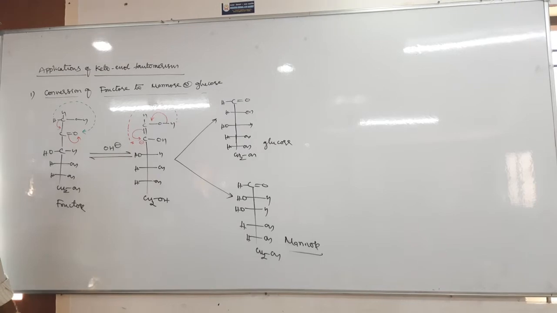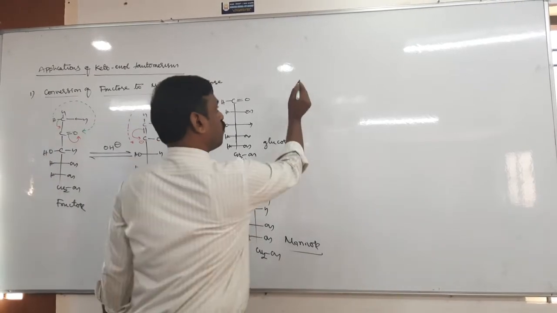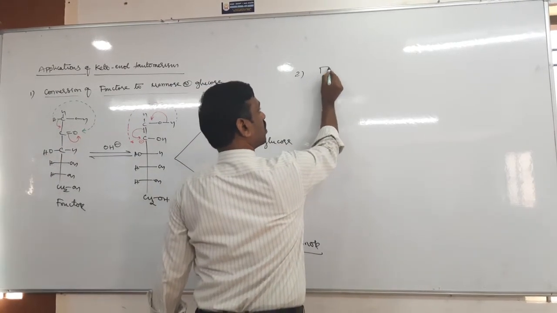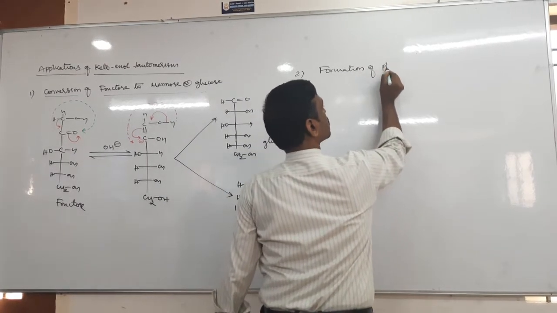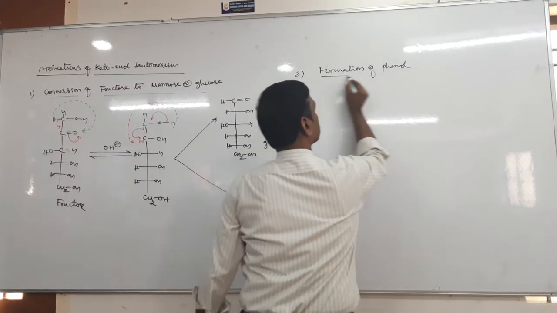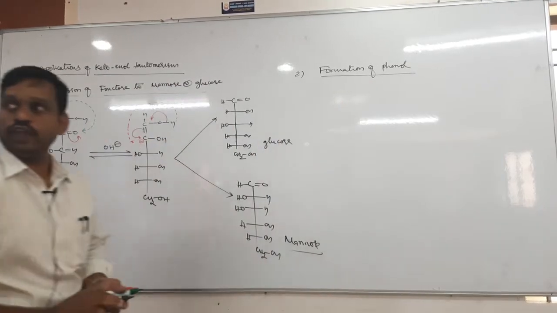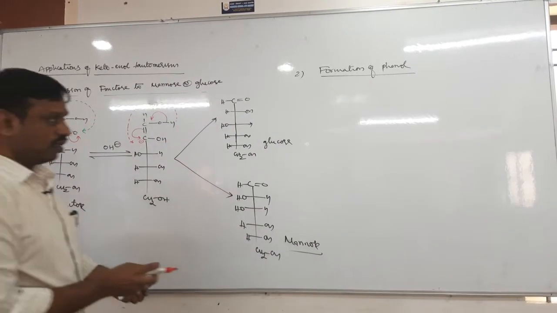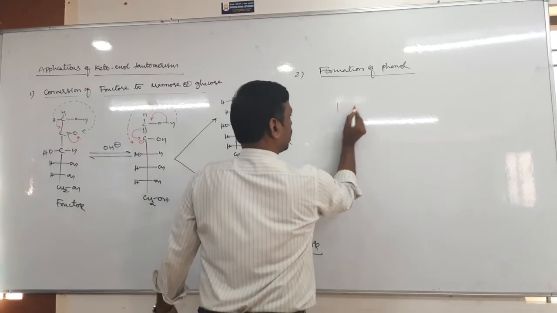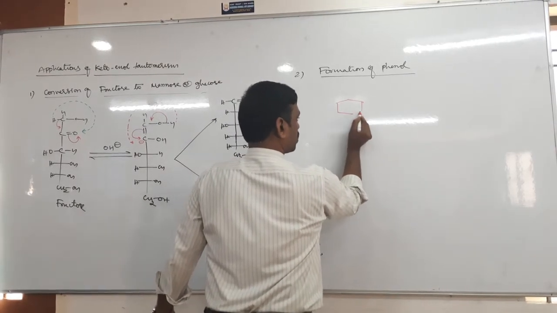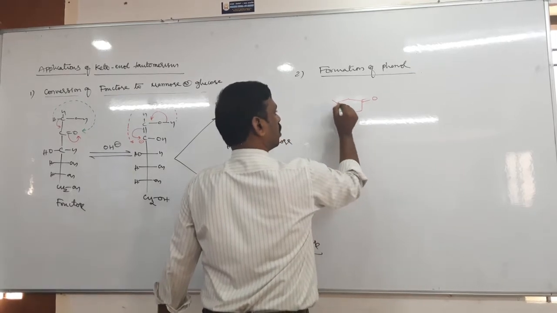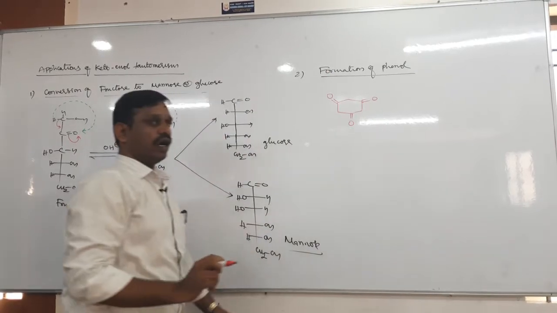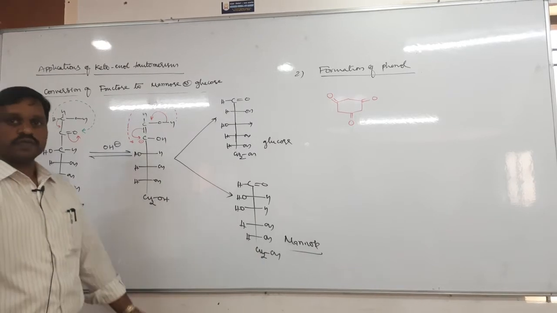Next, the second application is formation of phenol. Formation of phenol. Let us take cyclohexane having three double bonds, three keto groups.